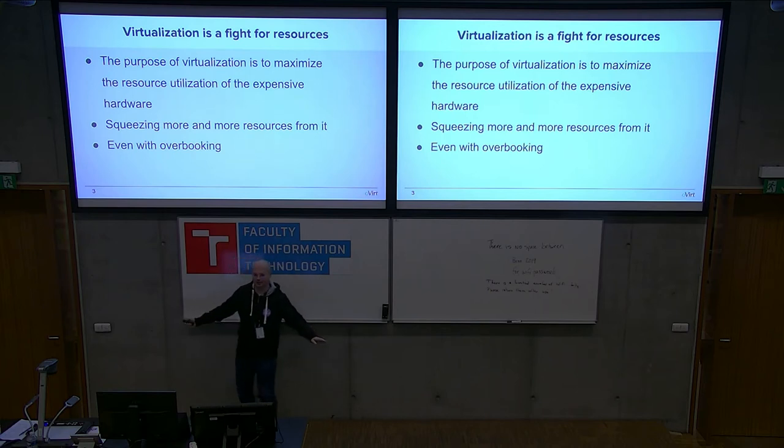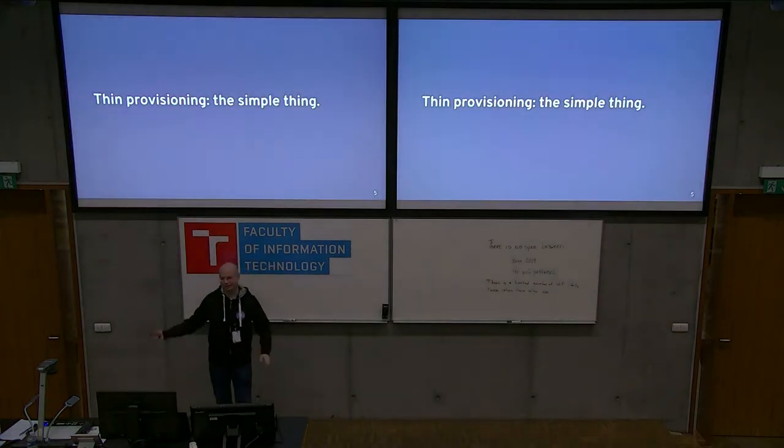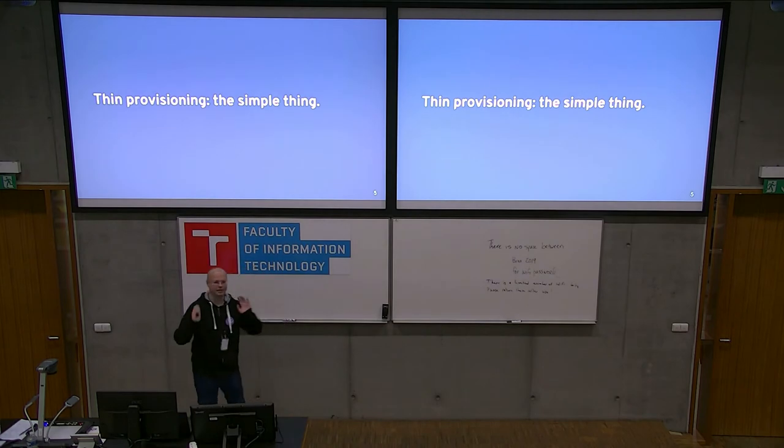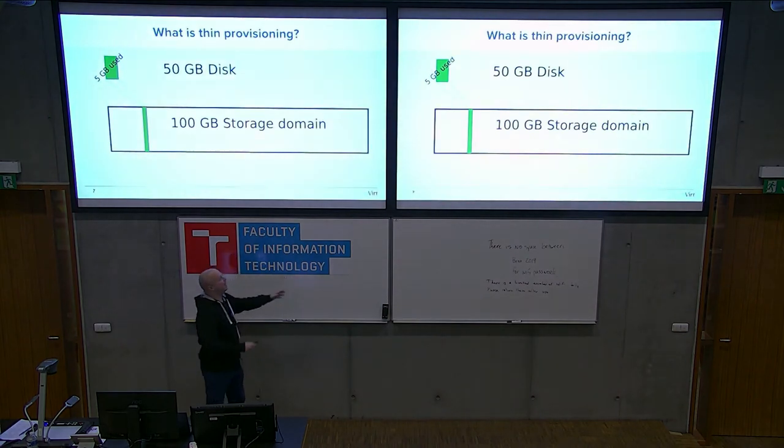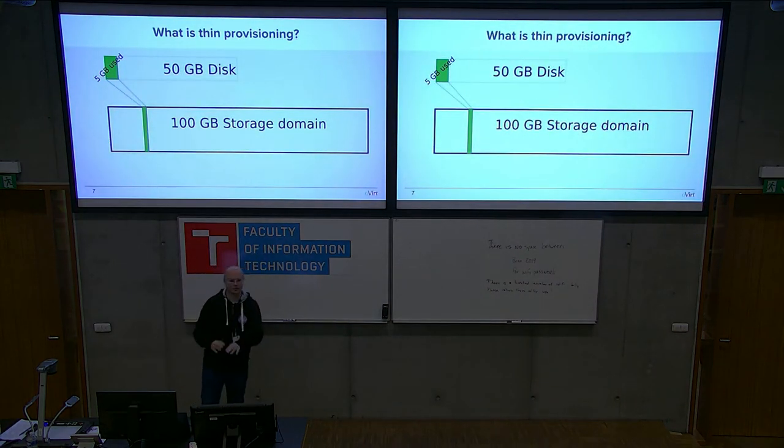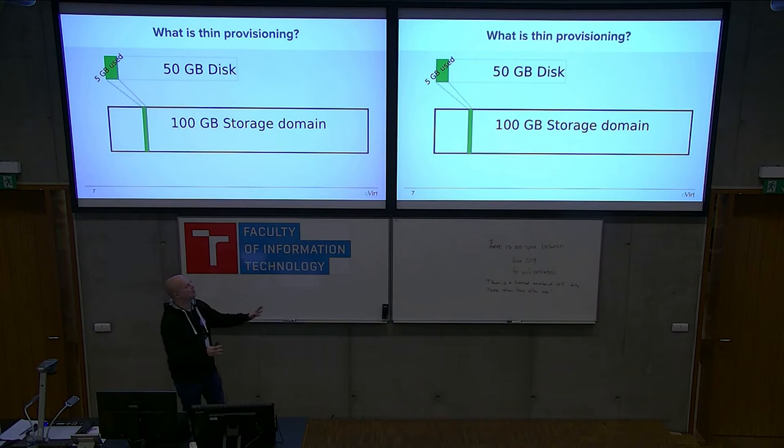Do we have it in oVirt? Of course. If we did not have it in oVirt, I would not be here. And how do we implement it in oVirt? The first and really simple thing, I believe everyone knows about it, but I have to start with it, is thin provisioning. That's what I told you. The idea is simple. The VM believes you have a really big drive, say 50 gigabytes, but it only uses 5 gigabytes of it. And you only allocate 5 gigabytes of your storage domain. So you have 50 gigabyte VMs, but each only uses 5 gigabytes, and you can have 20 VMs of that size.